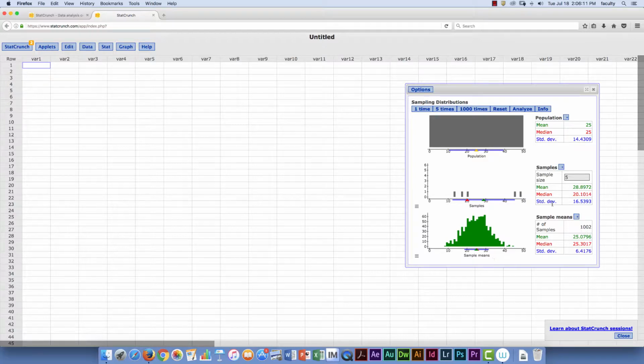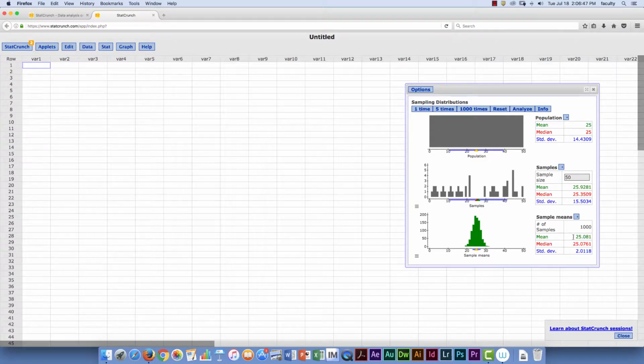But according to the central limit theorem, if we make the sample size larger, a sample size greater than 25, we should see this distribution look much more normal. So I'm going to change the sample size from 5 to 50 and redo the experiment. Instead of doing it one at a time, I'm just going to go straight to 1,000 times. And here's the sampling distribution. So you can see that the sampling distribution does have a normal shape.